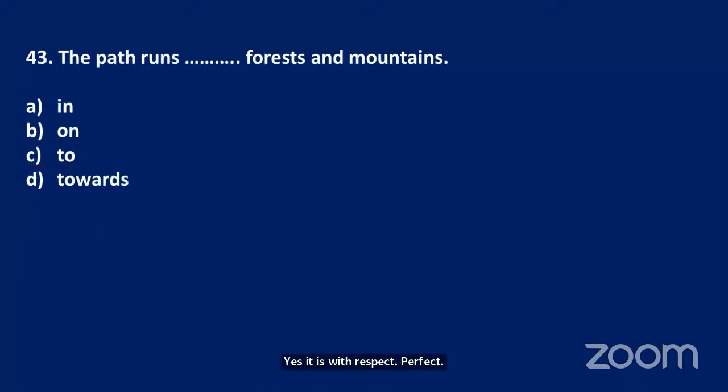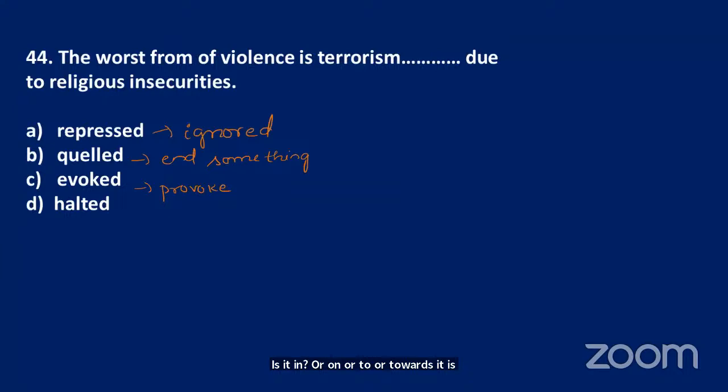The path runs dash forests and mountains. Is it in or on or to or towards? It is towards forests and mountains. All right, see the next question.